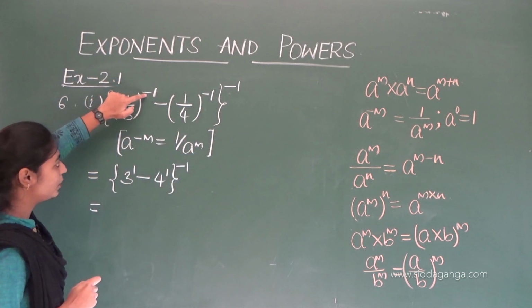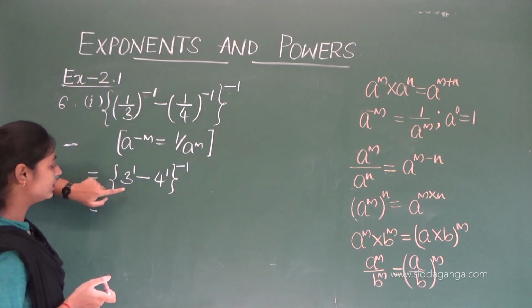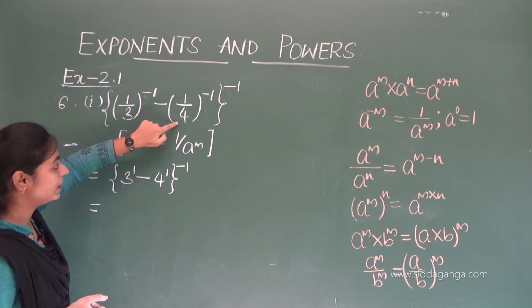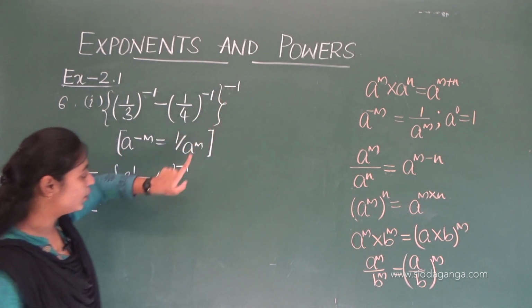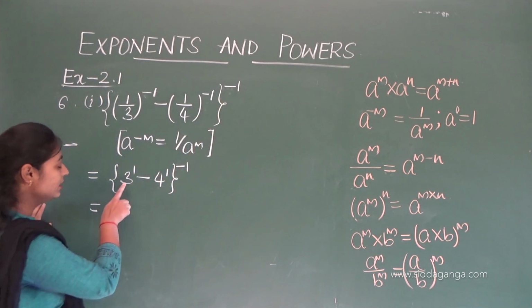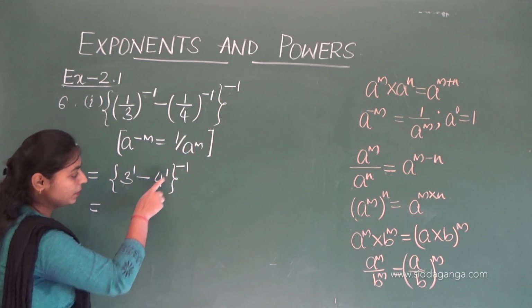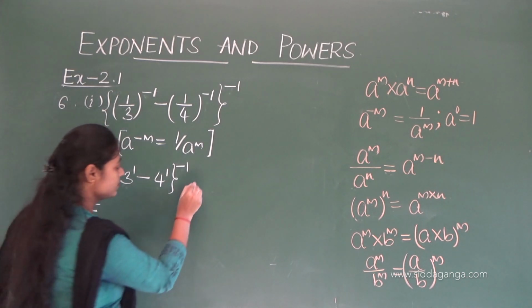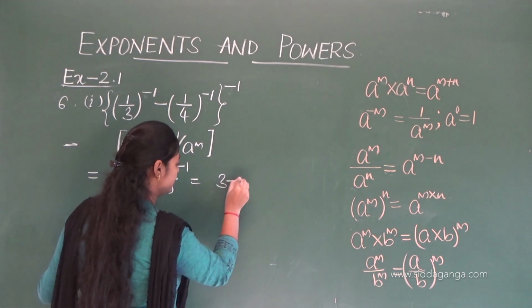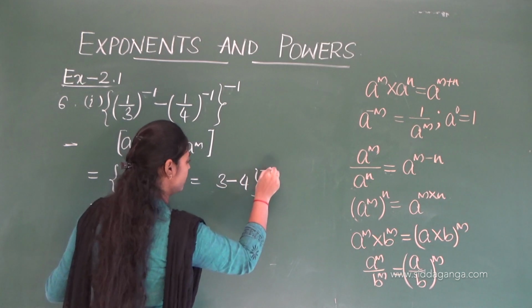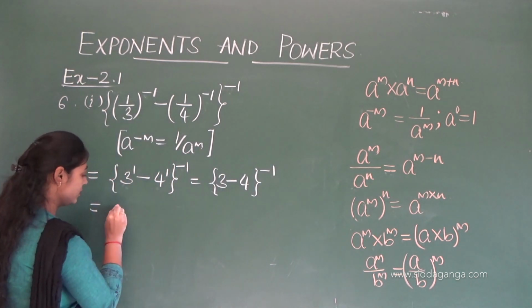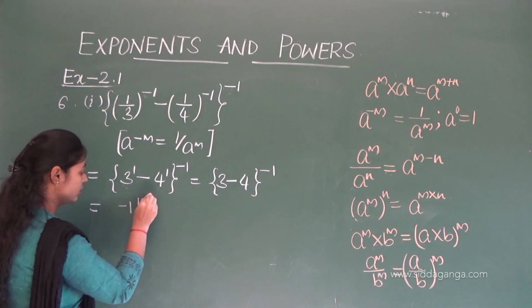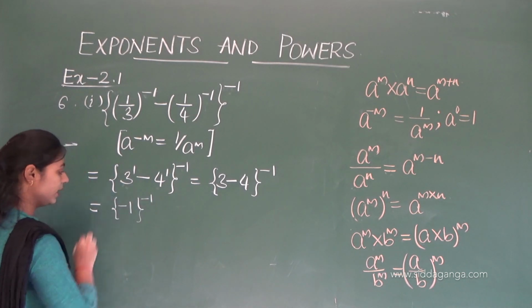1 by 3 whole power minus 1 with a positive exponent becomes 3 power 1, minus 1 by 4 whole power minus 1 becomes 4 raised to the power of 1, whole to the power of minus 1 as it is. 3 power 1 is nothing but 3, 4 power 1 is nothing but 4. That is equals to 3 minus 4 whole to the power of minus 1. That is 3 minus 4 is minus 1, whole to the power of minus 1.